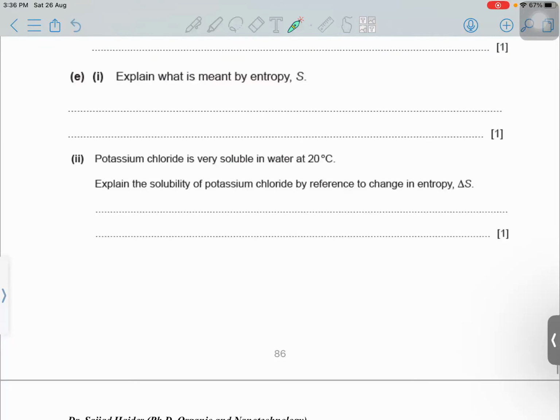Yes. Explain what is meant by entropy. Yes, what is entropy? It is the measure of disorderness of a system. Disorderness of a system. Any question?